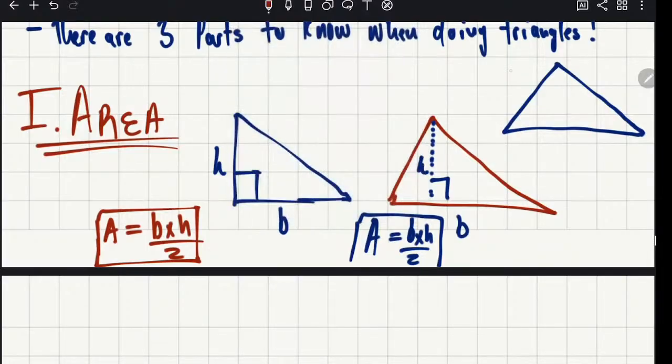Then you have here A, you have B, you have theta. For the area of this one, they won't give you the base, they won't give you the height. This is the third situation you may meet.